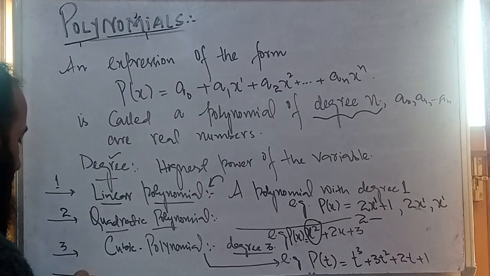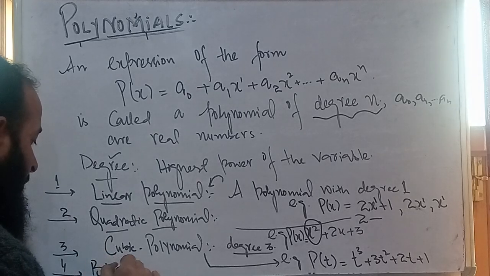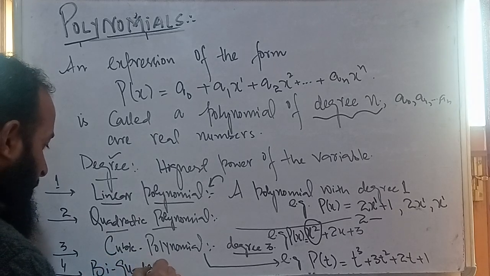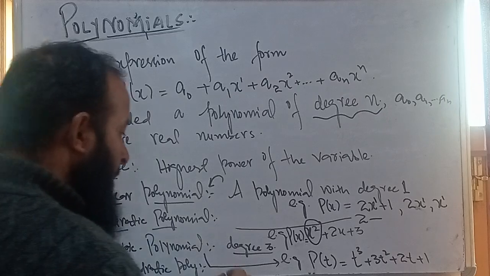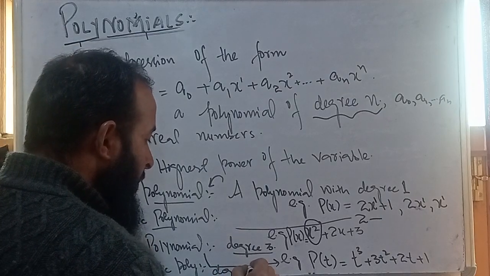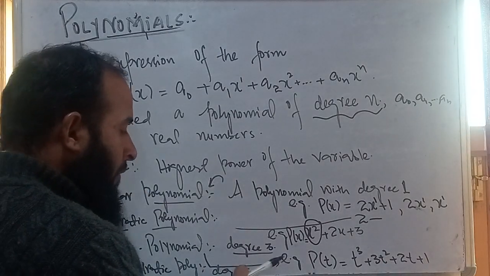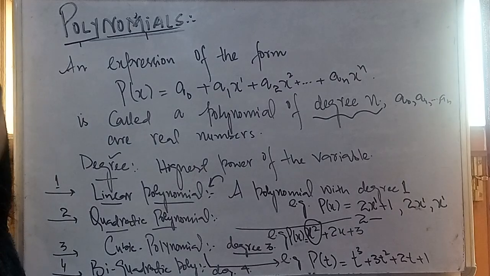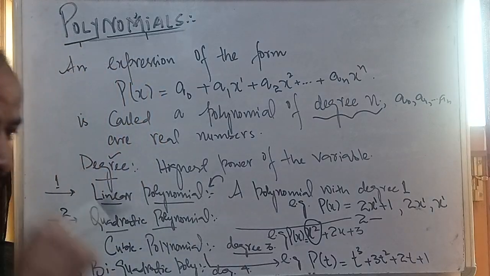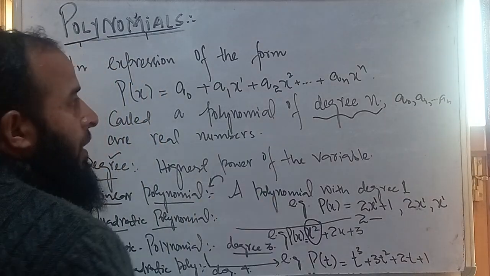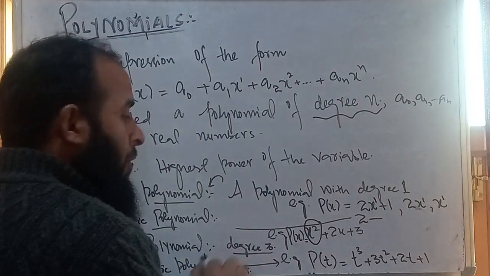Likewise, we have another that is known as a biquadratic polynomial. A biquadratic polynomial is a polynomial with degree 4. A polynomial with degree 4 is called a biquadratic polynomial. That means the highest power of the variable will be 4.